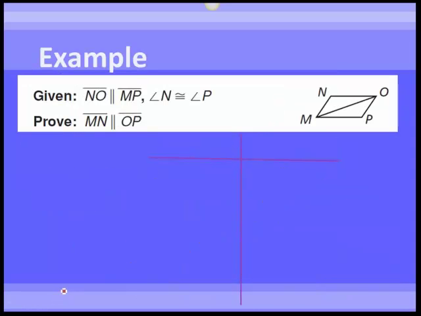Okay, I want you to try this proof on your own. Take a look at it, try it, and bring it to class tomorrow. And then we'll go through that in class tomorrow.